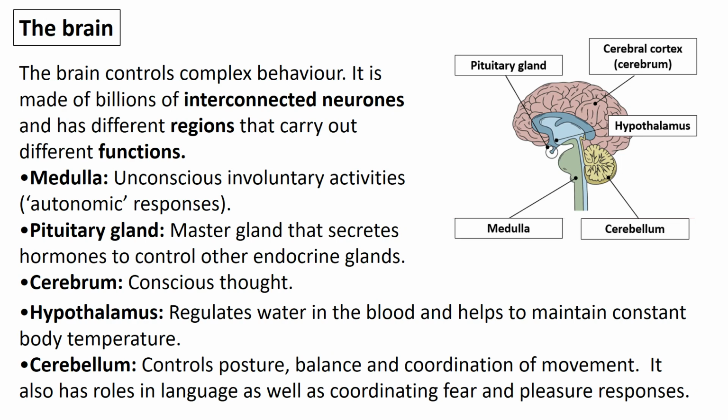And then you've got the cerebellum, and you can see the cerebellum just at the back of the brain. You can imagine it's a bit like a bell at the back of the brain, so that can help you to remember that that's the cerebellum. That again is important for some of the basic functions that we have, like posture, balance, coordinating our movement, as well as some roles in language and those fear and pleasure responses. So try to learn where these key regions are and have an overview of what each of those regions does.